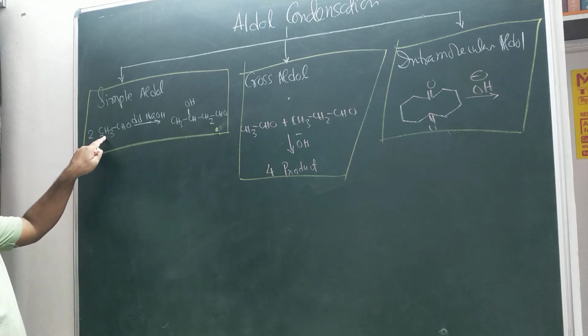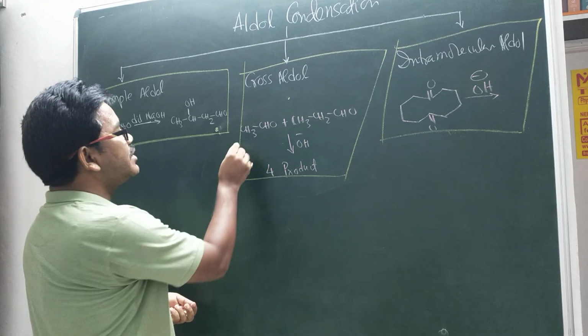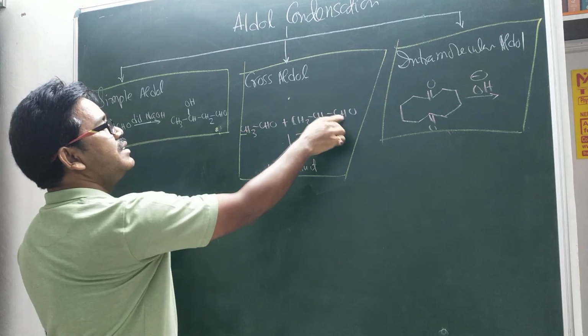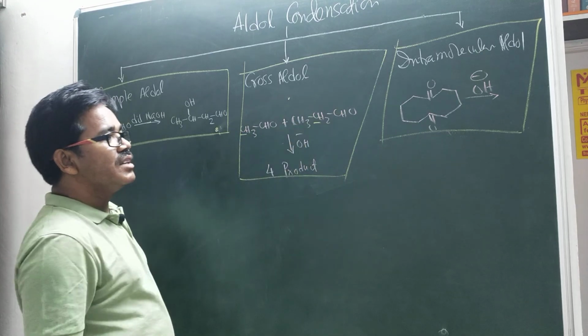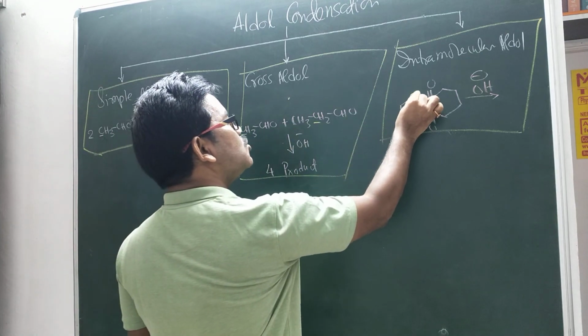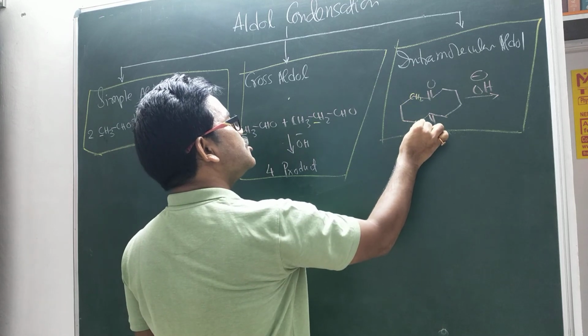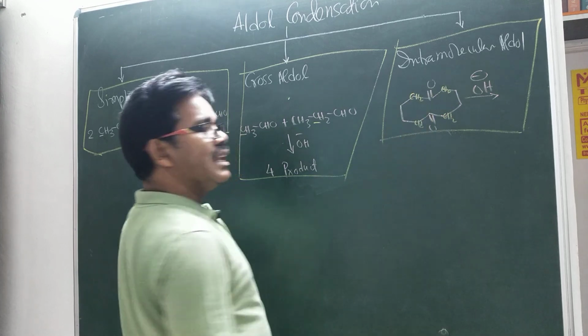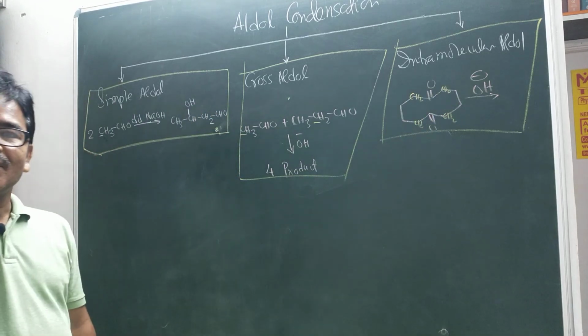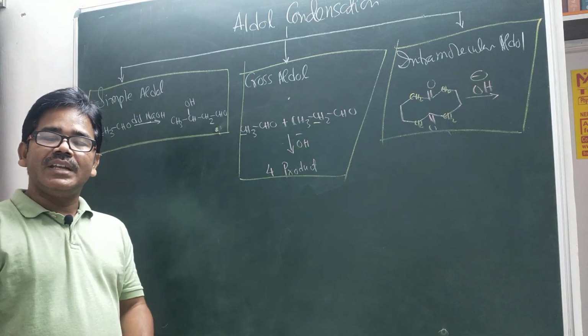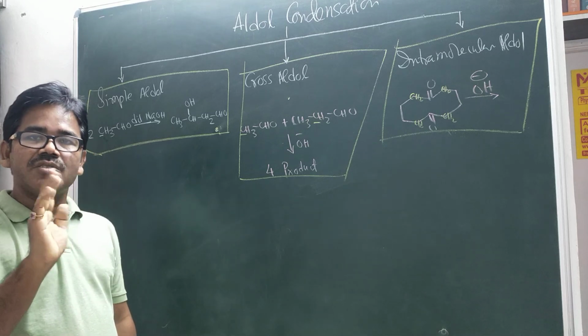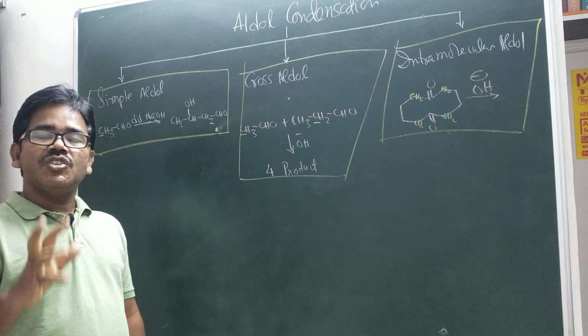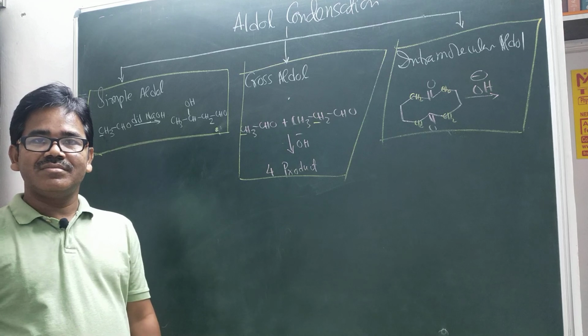There are 3 alpha hydrogens. Here also there are 3 alpha hydrogens. In this case there are 2 alpha hydrogens. Here also there are 2 alpha hydrogens. Here there are 2 CH2. Here also CH2. Here also CH2. These are alpha hydrogens. Alpha hydrogen must be there. In case of the Cannizzaro reaction, there should not be alpha hydrogen. In case of aldol condensation, there must be alpha hydrogen.